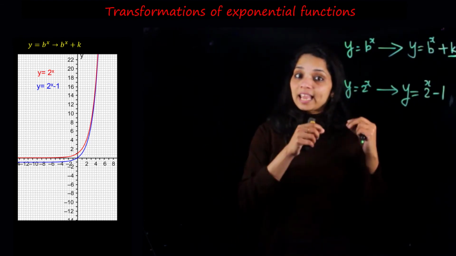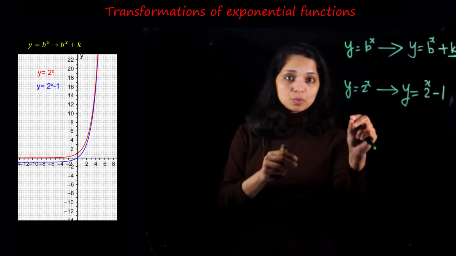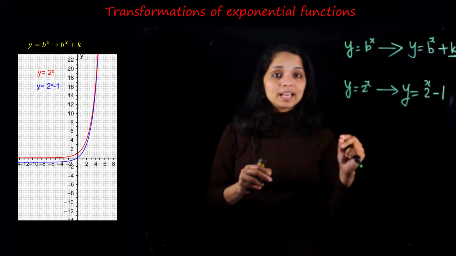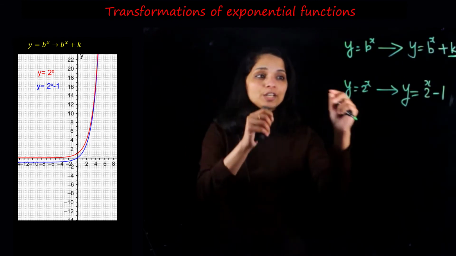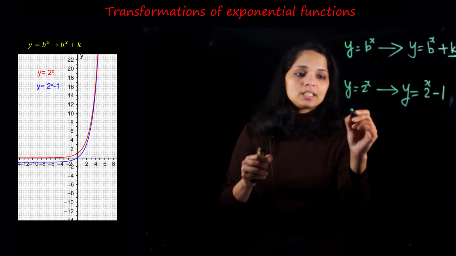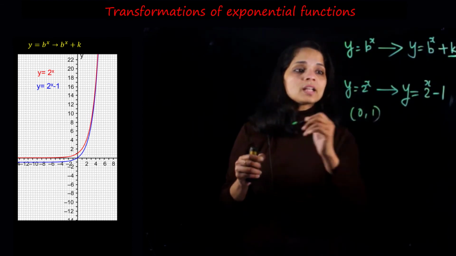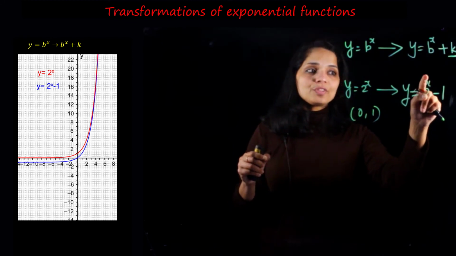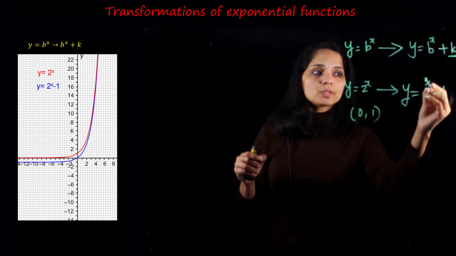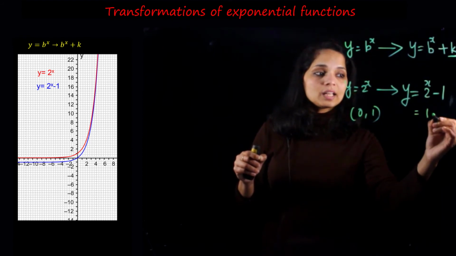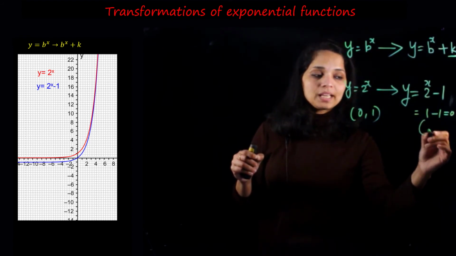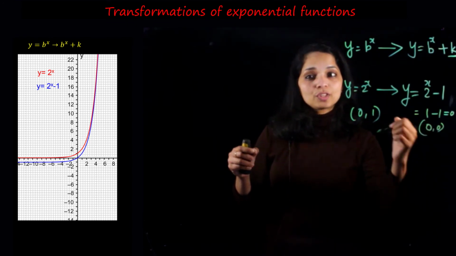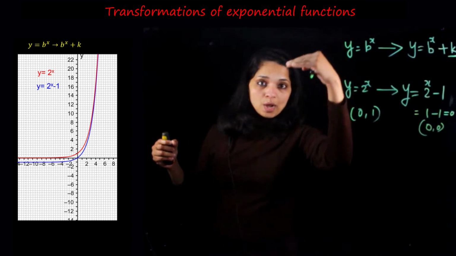So we need to find carefully what the y-intercept for this function is, and also the range and the horizontal asymptote. Let's figure out the y-intercept. For the parent function, the y-intercept is (0, 1). But the y-intercept occurs when x equals 0. When x equals 0, 2 to the power x is 1, and 1 minus 1 is 0. So for this particular function, the y-intercept is (0, 0). That's why it's cutting the y-axis at the origin.